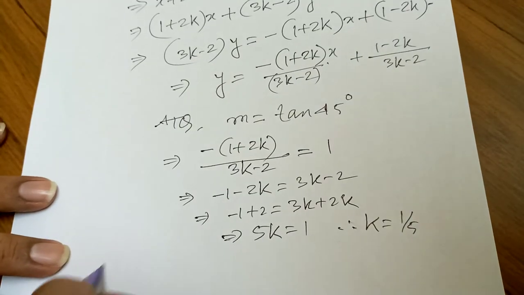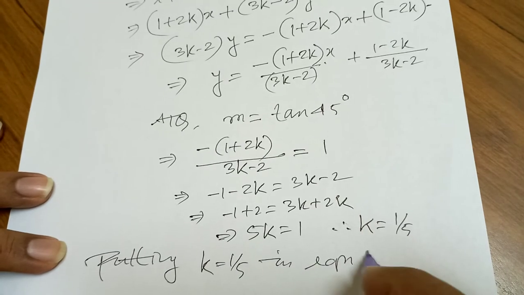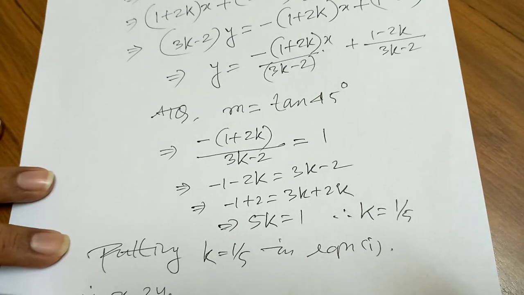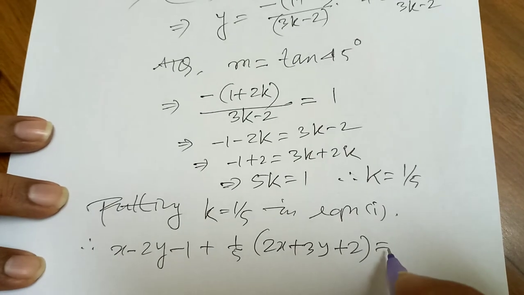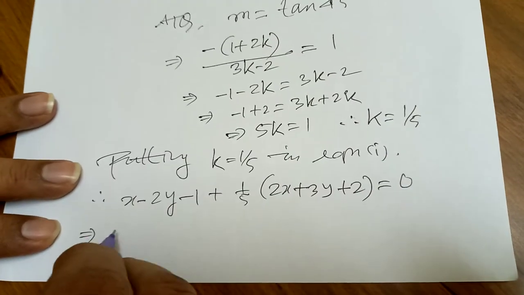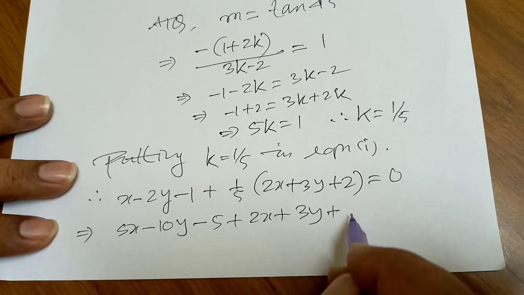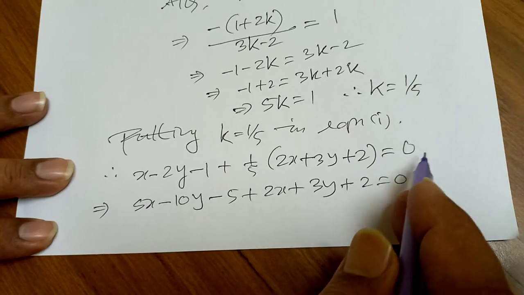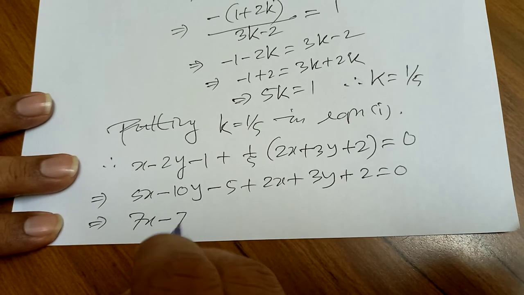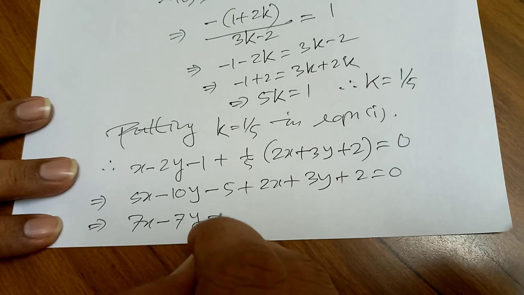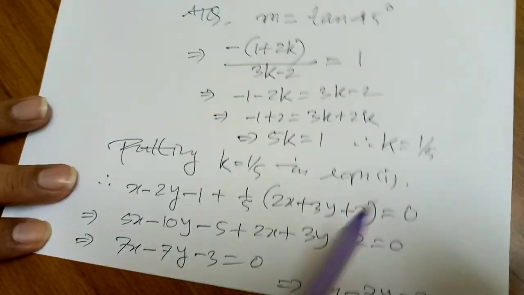So putting k equal to 1 by 5 in equation 1, x minus 2y minus 1 plus 1 by 5 into (2x plus 3y plus 2) equal to 0. After calculation, 5x minus 10y minus 5 plus 2x plus 3y plus 2 equal to 0. 5 will be the LCM, and with 0 on the right side it will be 0. So 5x plus 2x is 7x, 3y minus 10y is minus 7y, and 2 minus 5 is minus 3, equal to 0, or 7x minus 7y minus 3 equal to 0 will be the required answer.